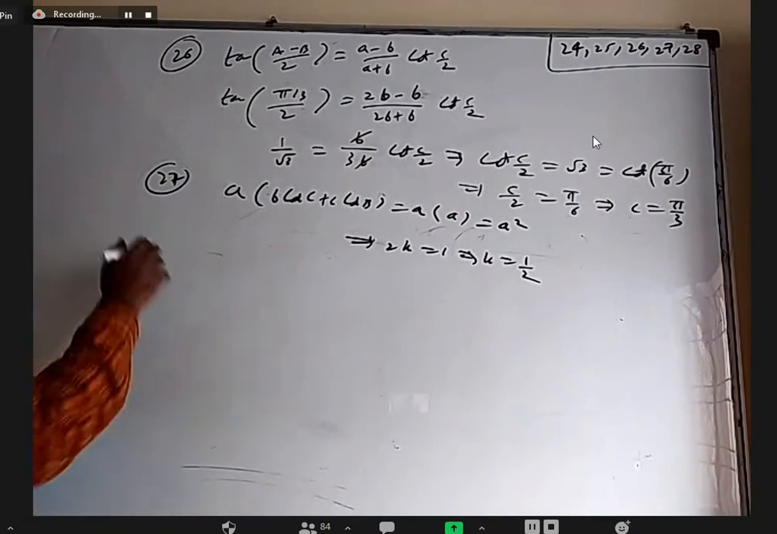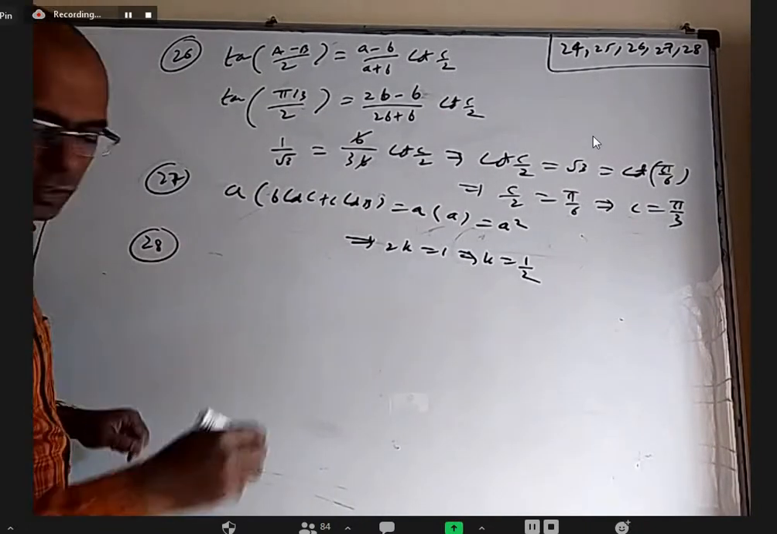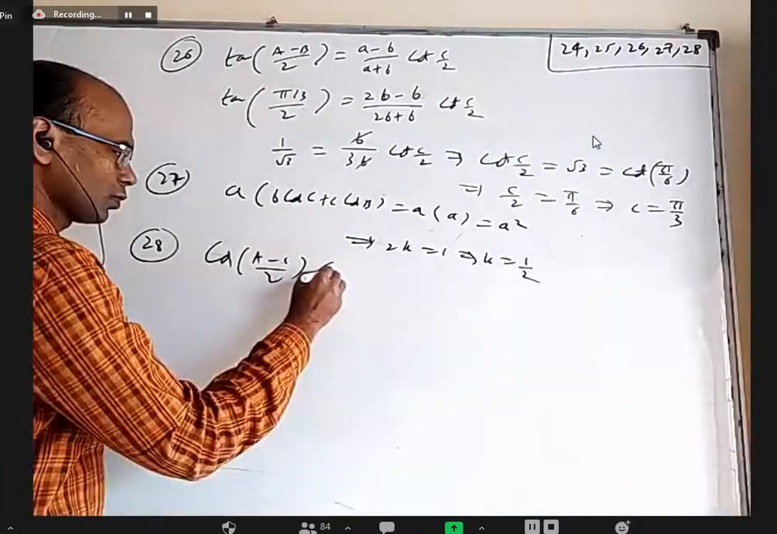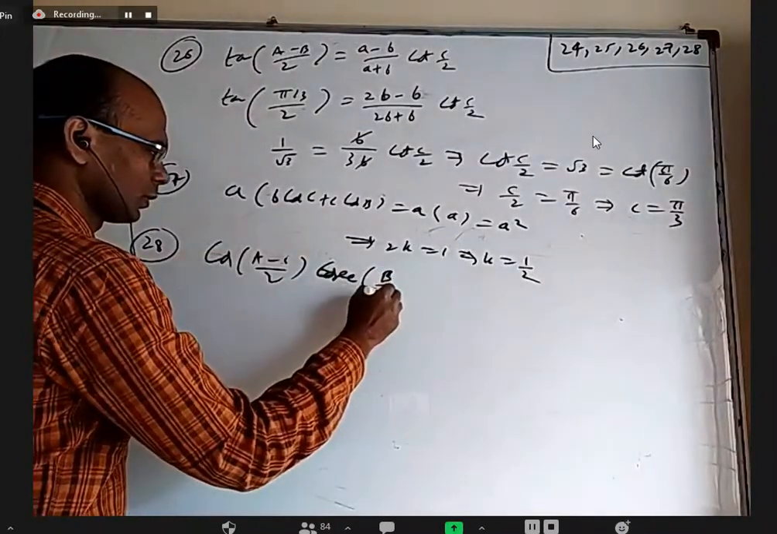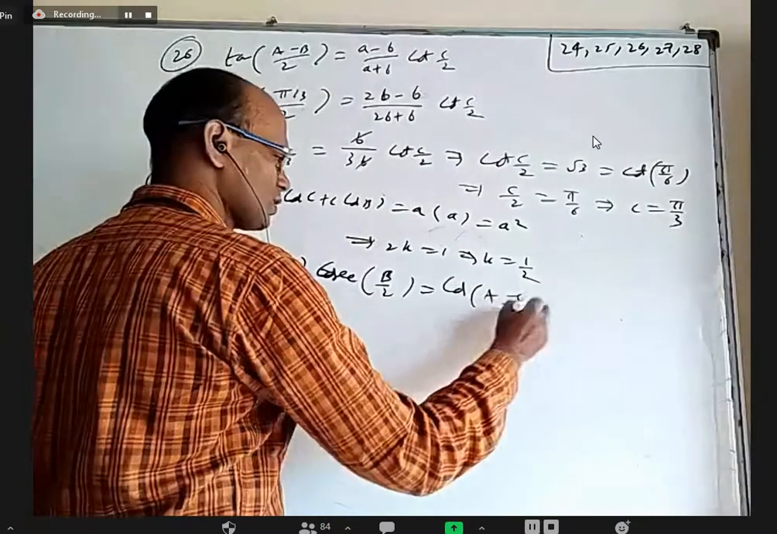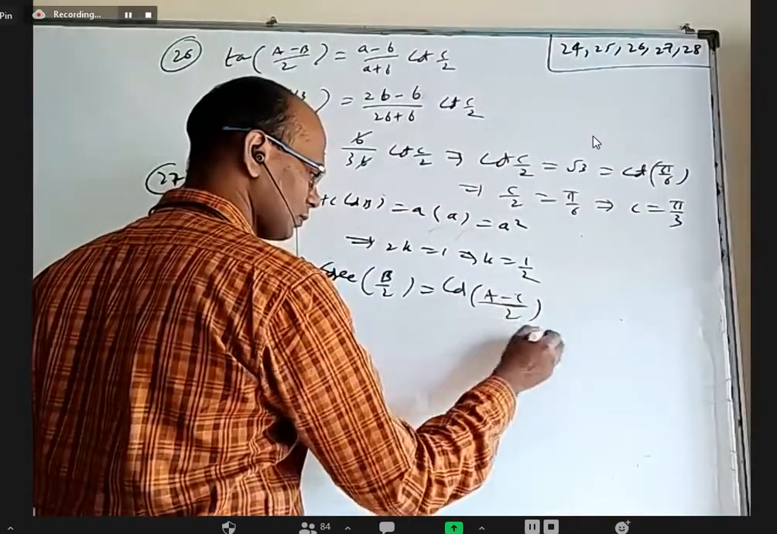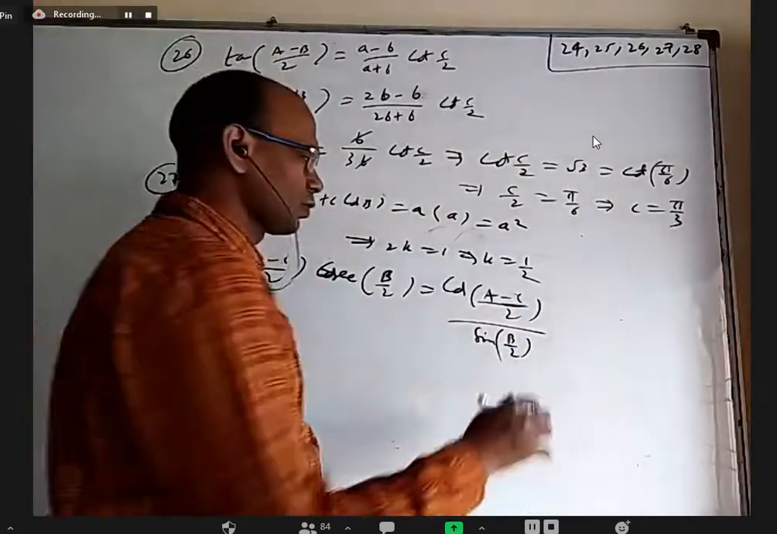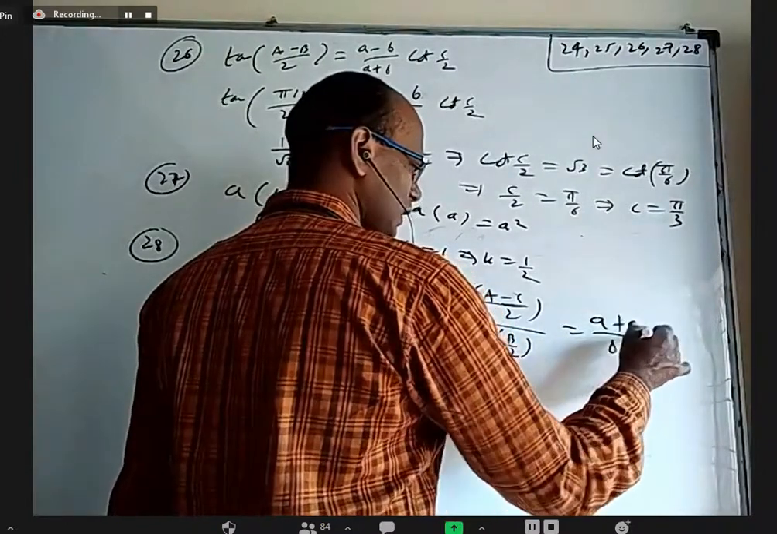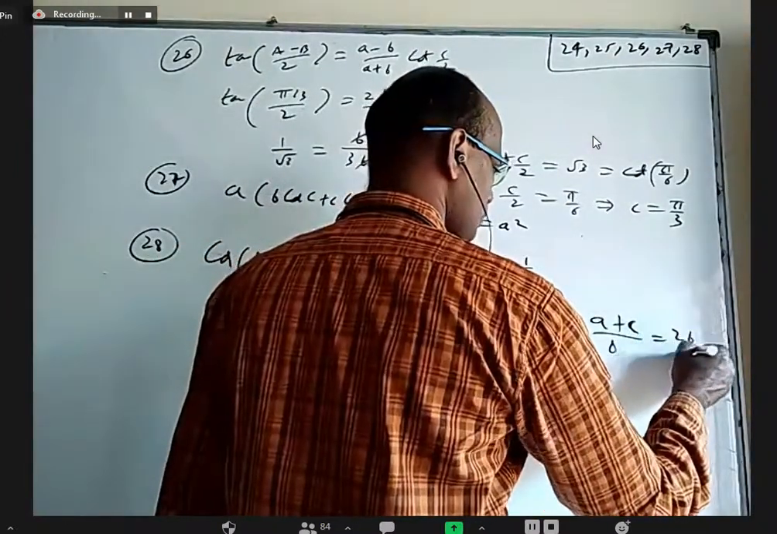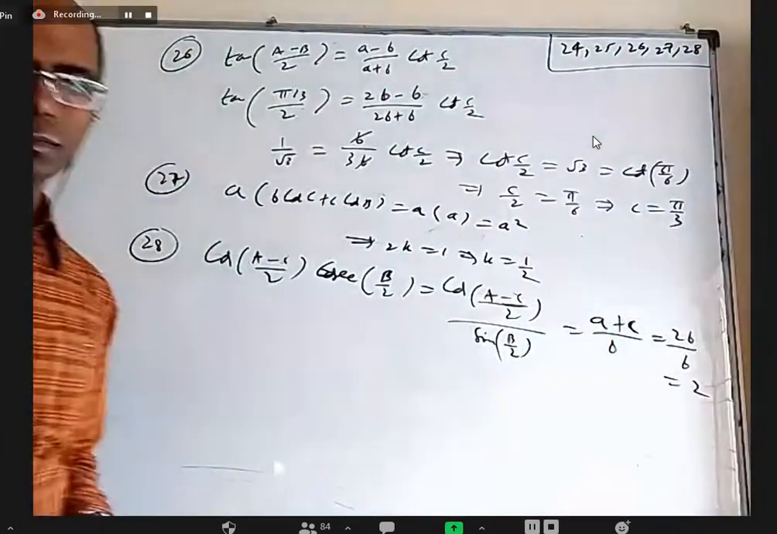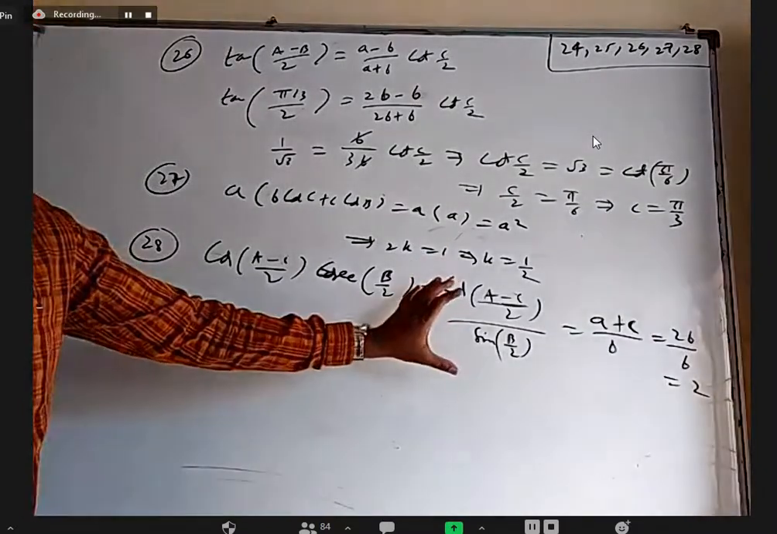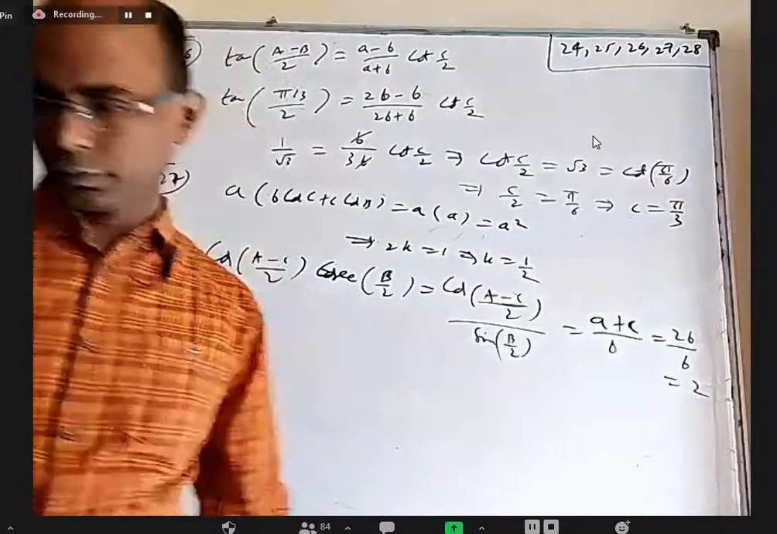Okay, 28. They wanted cos((A minus C)/2) into cosecant(B/2). That is cos((A minus C)/2) by sin(B/2). According to the Mollweide rule, it is (a plus c)/b. Because a, b, c are in arithmetic progression, I can write a plus c as 2b. Cosecant you write as 1 by sine. Then you can easily see it is the Mollweide rule, write (a plus c)/b and then we'll write it.